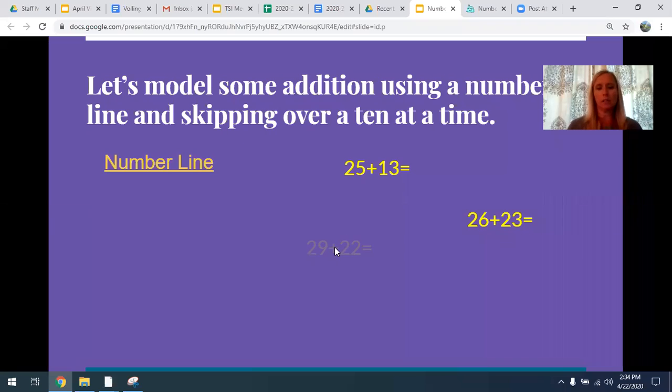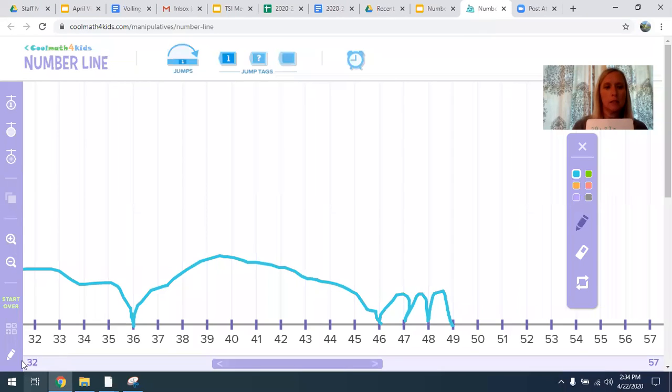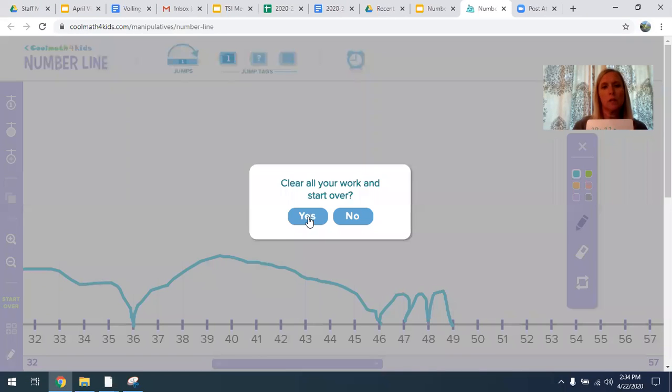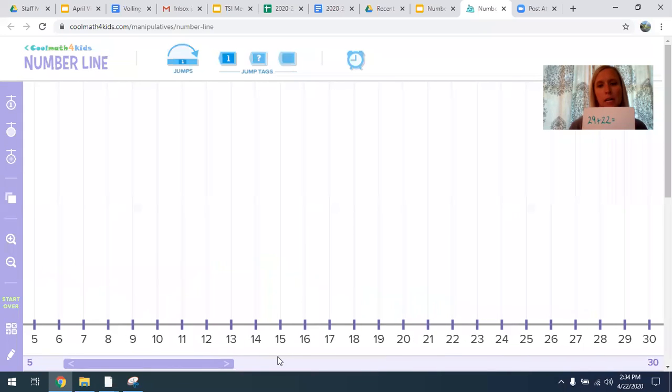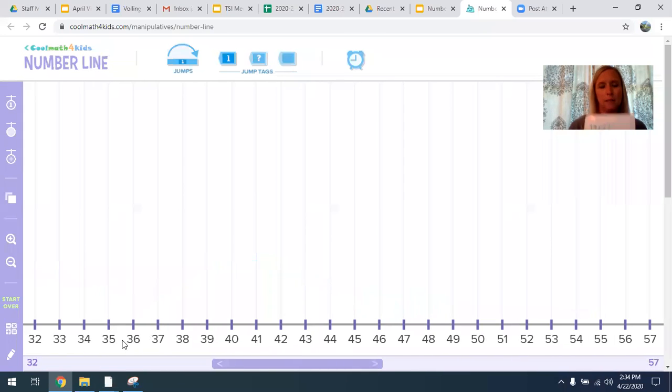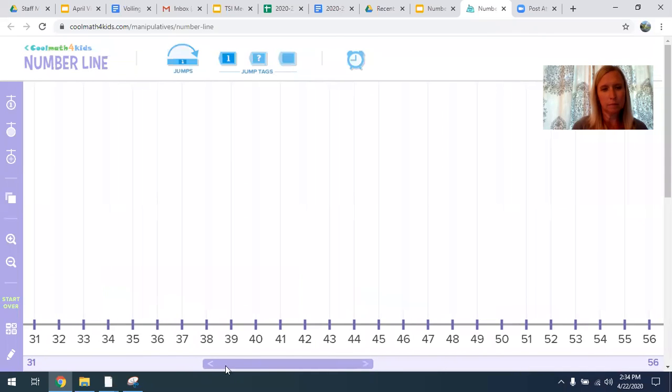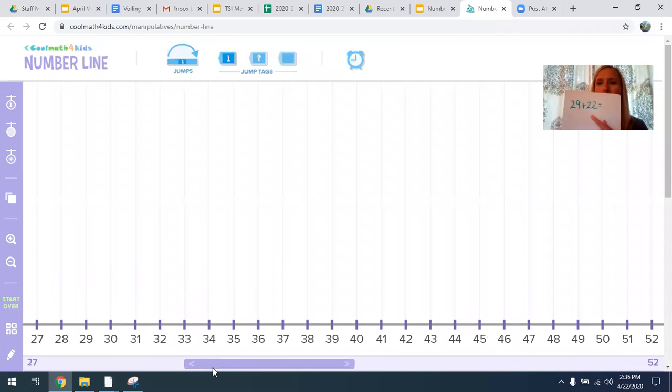Okay. All right. So here, 29 plus 22. 29 plus 22 is equal. We're going to go back to our number line. We're going to hit start over. Okay, and this time we're going to actually start on 29. So I'm going to go back over and find 29. And then how many tens are we going to need to add to it? We're going to need to add 2 tens.